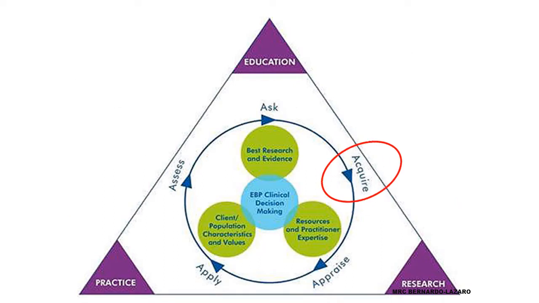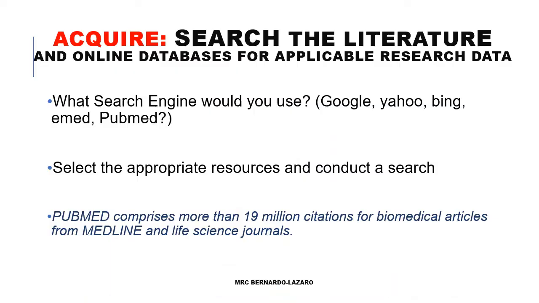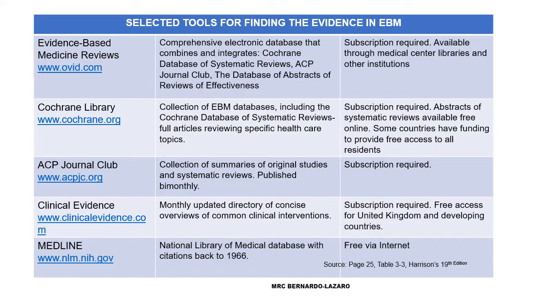After asking the question, you now acquire the evidence to answer that question. So you search the literature and online databases for applicable research data. While some of you may still be reliant on most of the common search engines, by now we know that we can look into PubMed for having a good bank of biomedical articles from Medline and Life Sciences Journal. Here are other selected tools for finding evidence in evidence-based medicine. Note that some of these search engines are free, while some would require subscription.